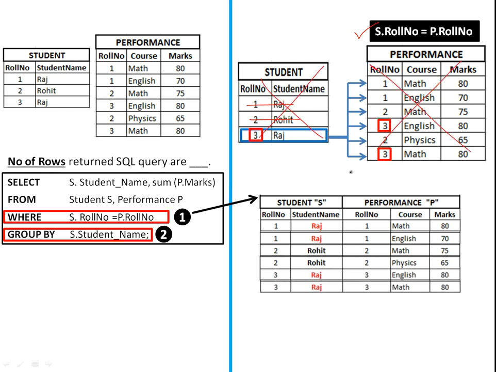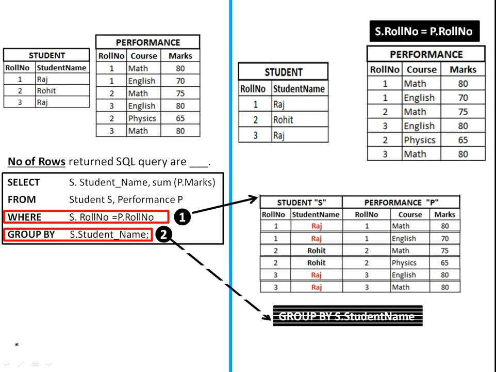Next one will be second, group by student name. It's not on roll number, guys. Student name will be this column. So how many distinct? Rohit is one set, Raj is the other set. So I have only 2 distinct values, guys. So the entire 6 rows will be divided into 2 groups, guys. One is the Raj group, the other one is the Rohit group.